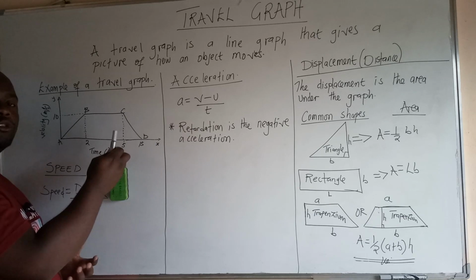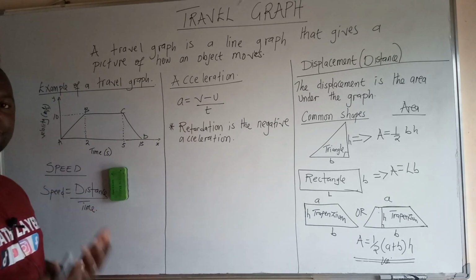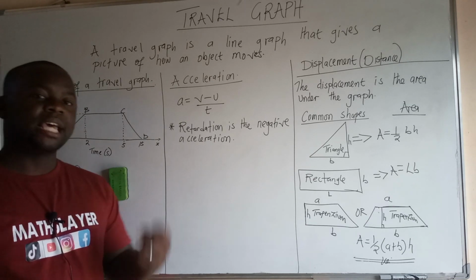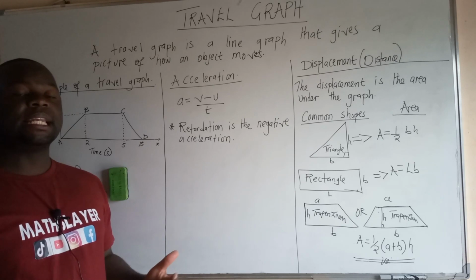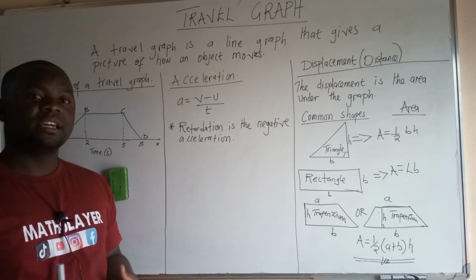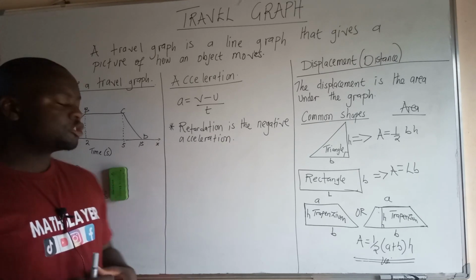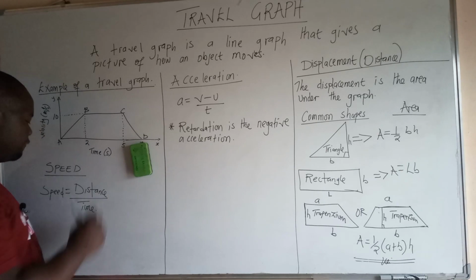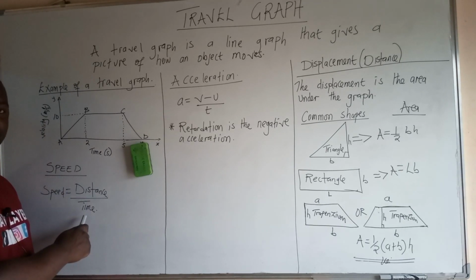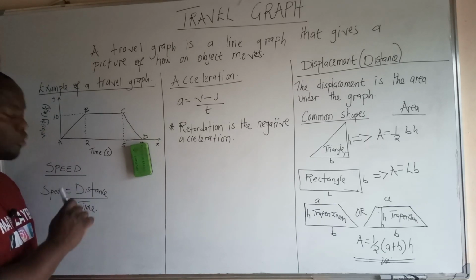After explaining how you can know that this is a velocity-time graph, what calculations are involved under trivial graph? The first calculation that you need to know is how to calculate speed. Secondly, how to calculate acceleration or retardation. And lastly, the displacement or the distance covered by the object. With speed, we have the speed formula. Speed is always equal to distance over time. Very important to know.